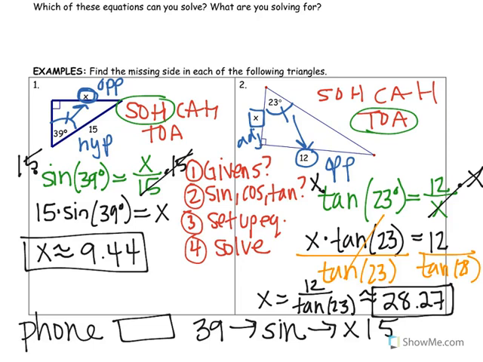If you're using your phone for this one, it's a little bit trickier because you might need to write things down. You might have to do 23, then hit tan, write that answer down, and then do 12 divided by whatever you got for that answer.